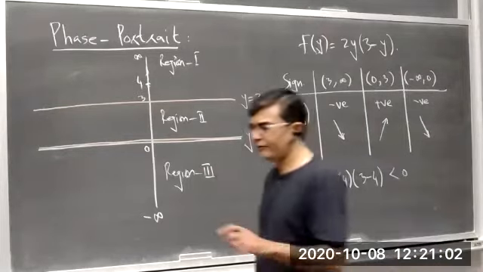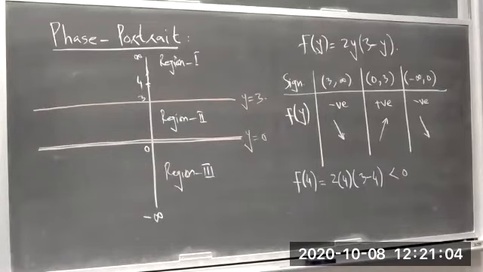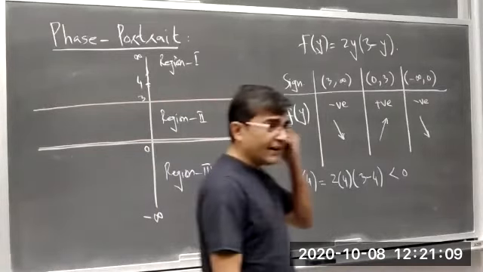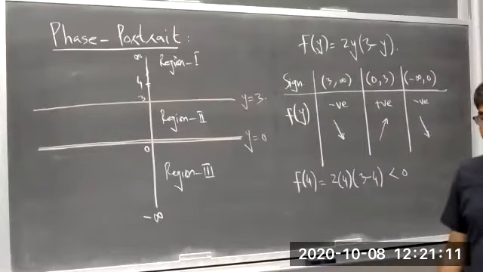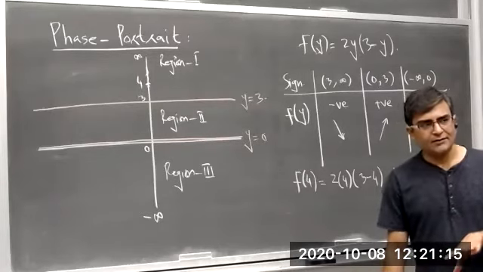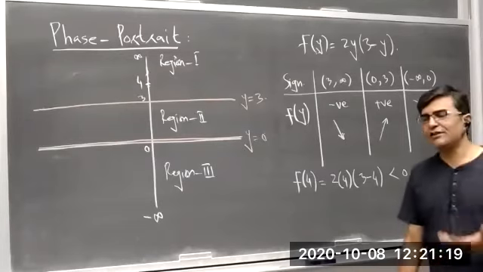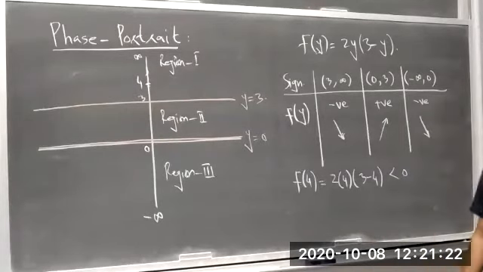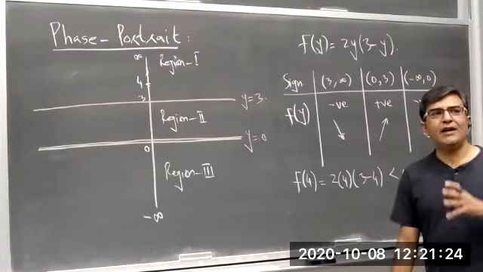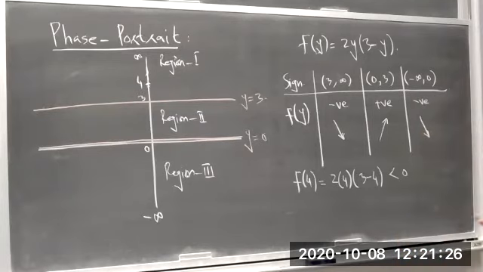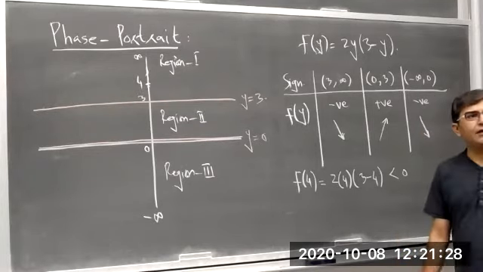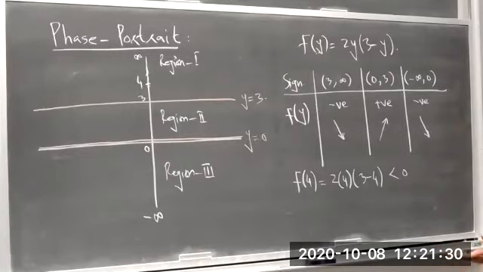I hope you remember from calculus, when the derivative of some function is negative in some particular region, then the function in that region must be decreasing if the sign is negative. If the sign of any derivative is positive in a particular region, then in that particular region the function must be increasing. This is a very basic concept in calculus. I hope you know it. If you have any confusion or any question, you can ask me.